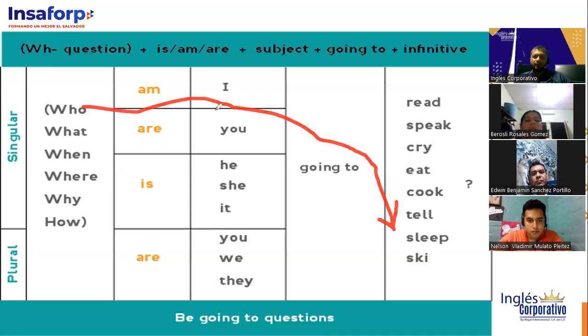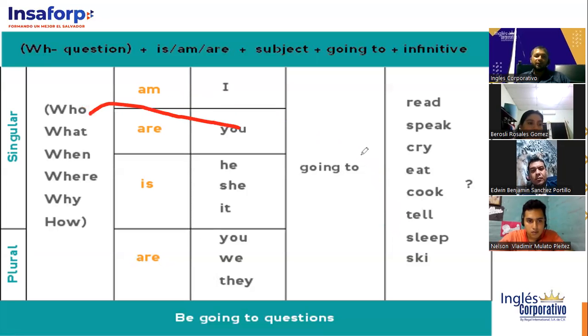Ok, muy bien. If I ask you, who are you going to tell the secret? En esta parte, usted no va a decir, yes, I am, no, I'm not. Usted va a dar información adicional. I'm going to tell my secret to my mother. I'm going to tell my secret to my brother. I'm going to tell my secret to my best friend. Okay?